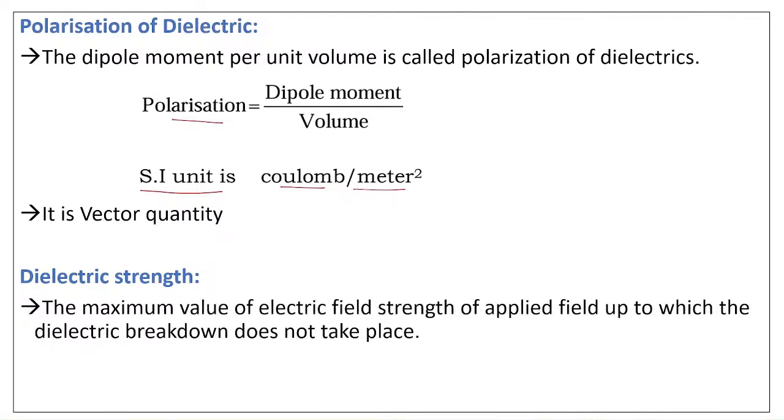Next, dielectric strength. The maximum value of the electric field strength of the applied field up to which dielectric breakdown does not take place. Dielectric breakdown means when a dielectric is placed in an electric field of very high strength, the electrons are detached from their parent atom and become free. Then the dielectric behaves like a conductor. This phenomenon is called dielectric breakdown. SI unit is volts per meter or newton per coulomb.